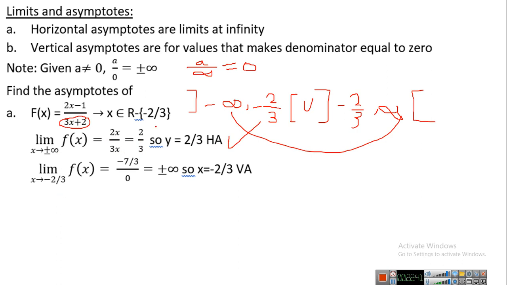For the vertical asymptote, the value that makes the denominator 0. So if you replace x by minus 2 over 3 here, you're going to get a number over 0, plus or minus infinity. So x equals minus 2 over 3 is a vertical asymptote. So here we have one horizontal and one vertical.